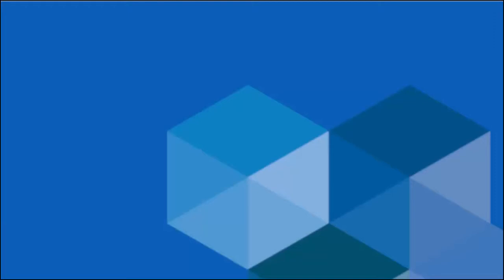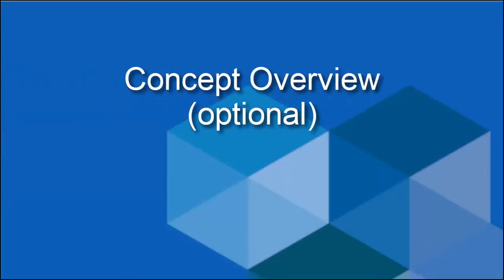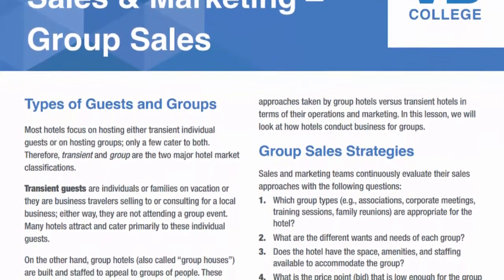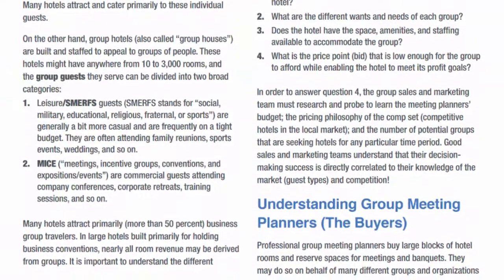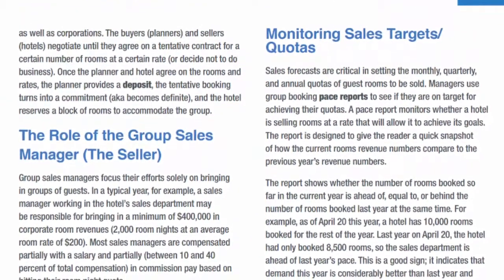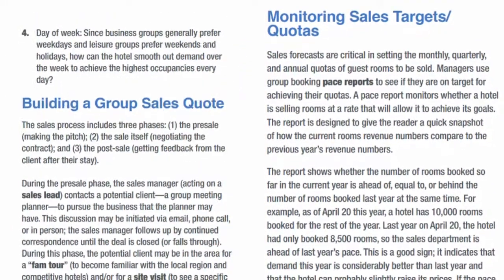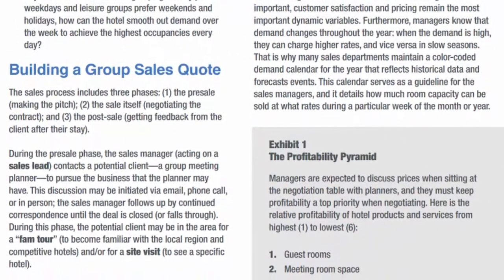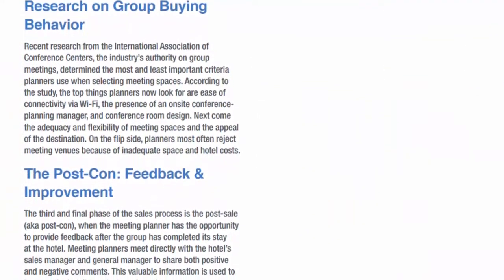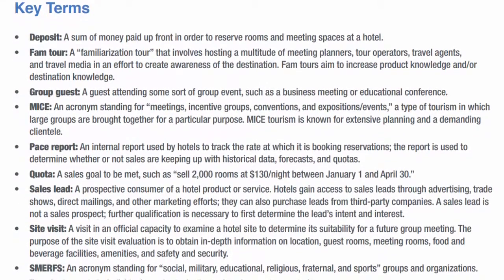For professors using the full curriculum with written content chapters, the optional concept overview and quiz covers types of guests and groups, group sales strategies, understanding the group meeting planners, the buyers, the role of the group sales manager, the seller, monitoring sales targets and quotas, building a group sales quote, the profitability pyramid, research on group buying behavior, the post-con, feedback and improvement, and key terms.